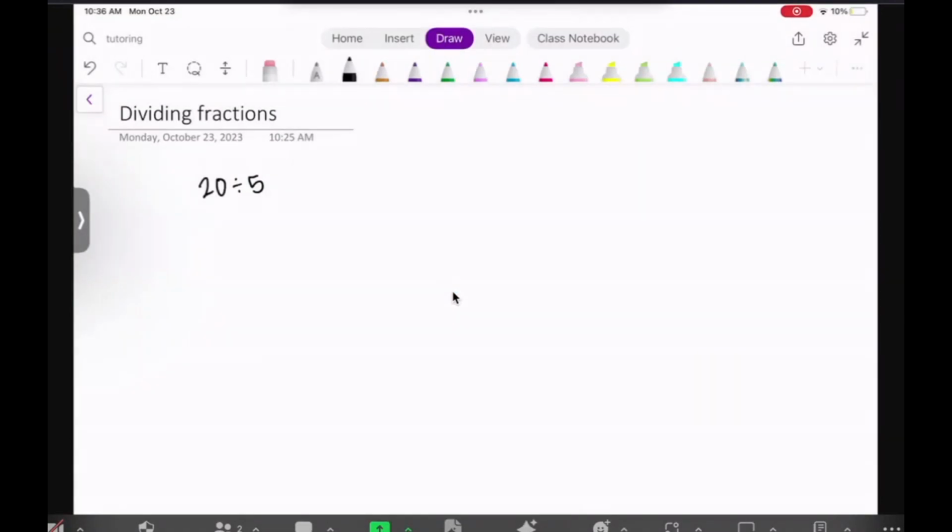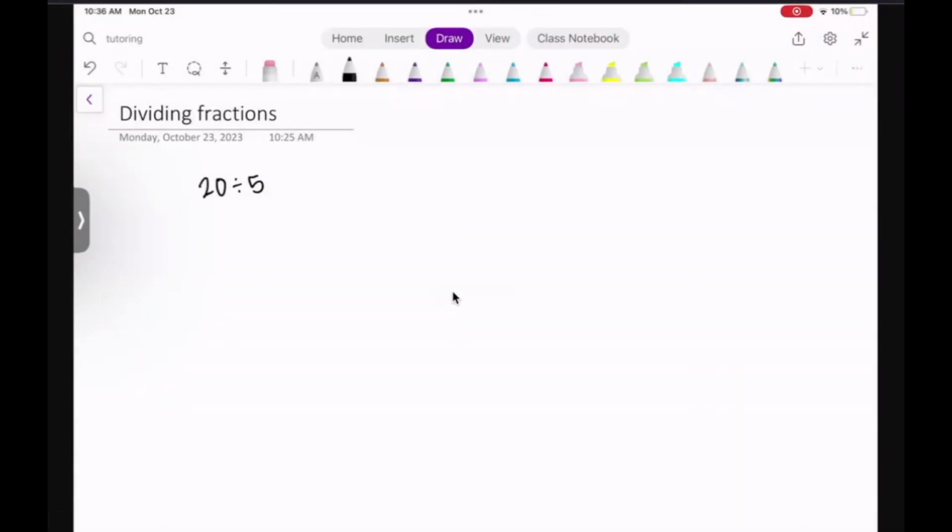Equal share means I'm going to make groups of 5 until I get to 20. Think of me passing out marbles or cupcakes or cookies. So I have 5. I'm going to go 1, 2, 3, 4, 5. So that's 5. And then 6, 7, 8, 9, 10. That's another 5. 11, 12, 13, 14, 15. That's another 5. 16, 17, 18, 19, 20.